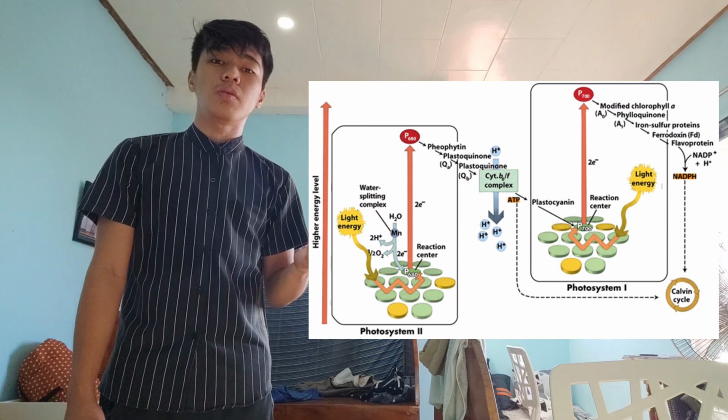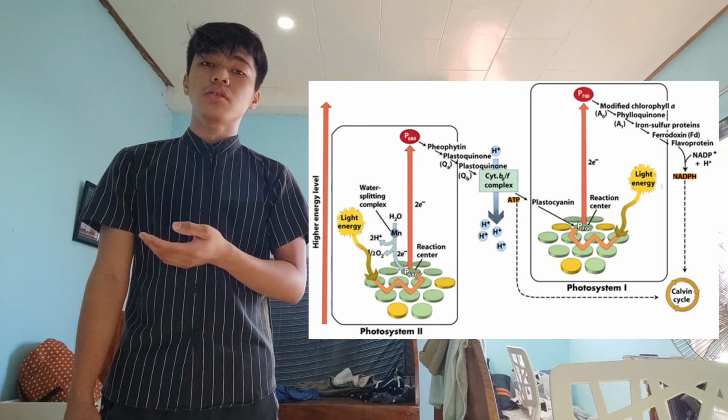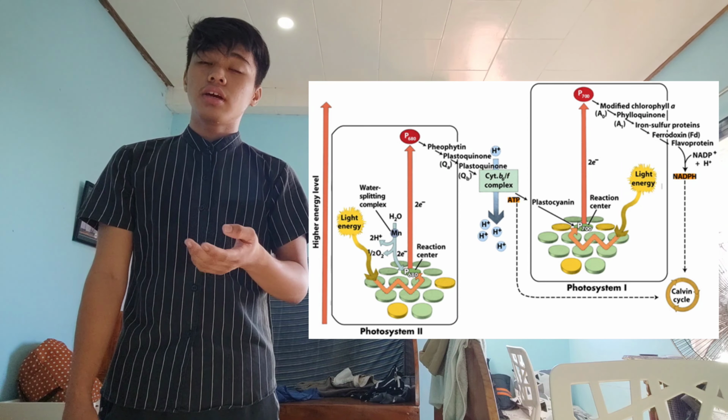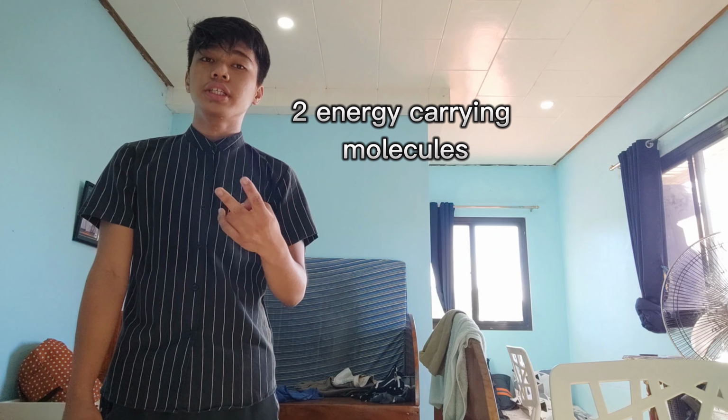Pigments in the thylakoid membranes form protein complexes called photosystem 1 and photosystem 2. These photosystems harvest photons to charge up energy-carrying molecules that will power the dark reaction or the Calvin cycle. We have two energy-carrying molecules, which are ATP and NADP+. Both are energy carrier molecules used in photosynthesis and cellular respiration.